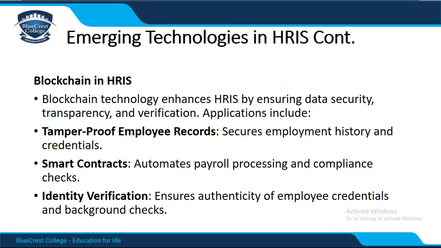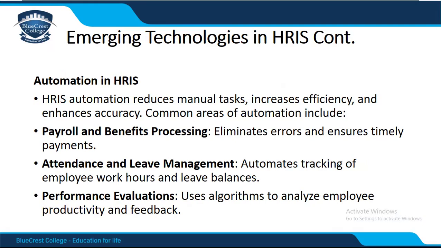Then you also have smart contracts, where there's automation of payroll processing and compliance checks. And then you also have identity verification, which ensures that employee credentials are authenticated, and you're able to perform background checks so that you don't have imposters in your organization. You also have automation, where manual tasks are automated to improve efficiency and enhance accuracy. You can automate payroll and benefits, attendance and leave management, and performance evaluations. So basically, these are some emerging technologies in HRIS.